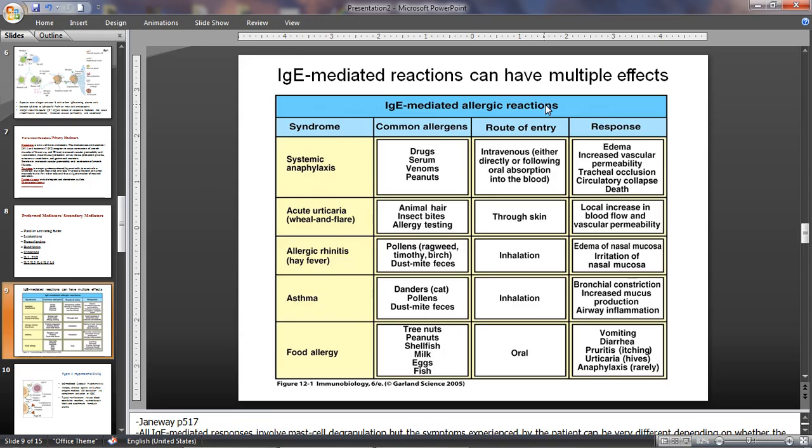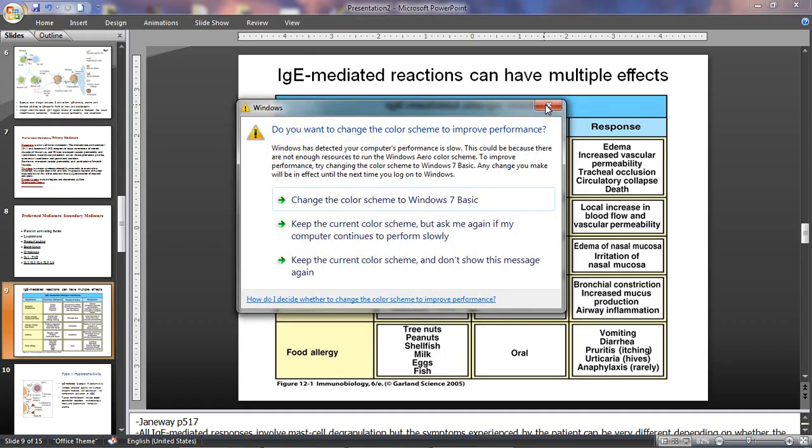Response: edema due to the increased vascular permeability, tracheal occlusion due to the increased mucus production, and contraction of the smooth muscle in the respiratory system, circulatory collapse, fall of blood pressure, leading to shock and death. Now, circulatory collapse could be due to generalized vasodilatation and shifting of the fluid from the intravascular compartment to the extravascular compartment.